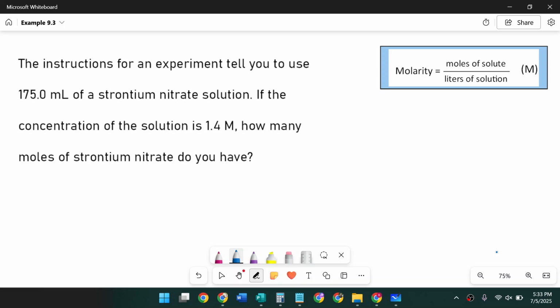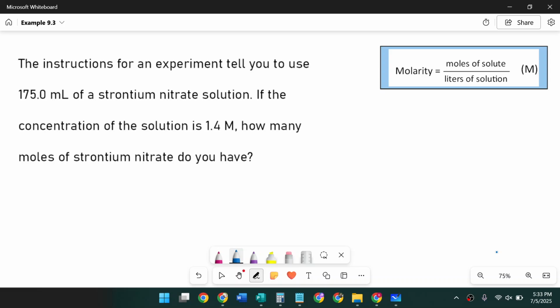This is example 9.3 from Discovering Design with Chemistry. The instructions for an experiment tell you to use 175.0 milliliters of a strontium nitrate solution. If the concentration of the solution is 1.4 molarity, how many moles of strontium nitrate do you have?